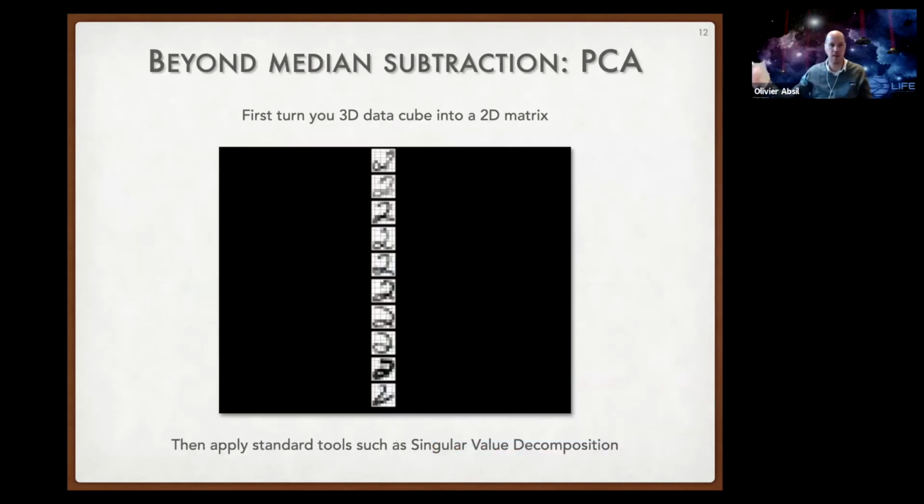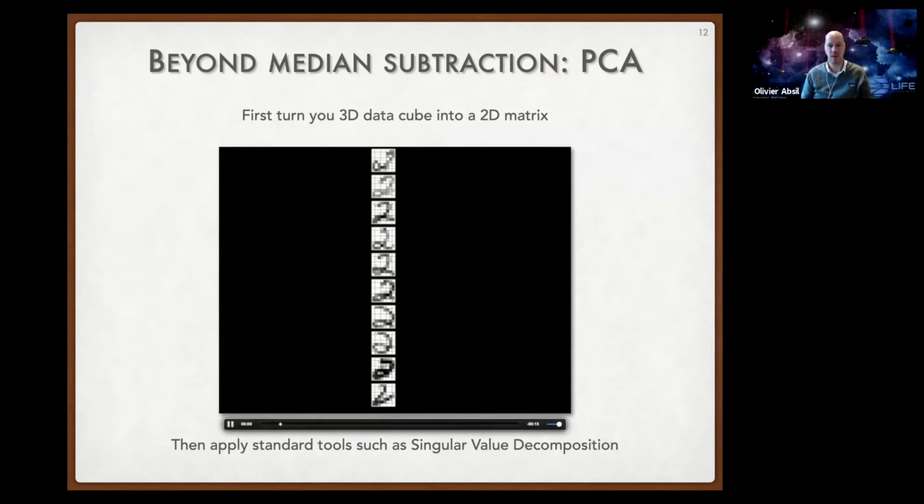I've shown you a very simple way to use the diversity in the data, but there are more advanced ways, and one of the mainstream ways of doing that today is to use PCA, principal component analysis. The first thing you have to do before you use PCA is to turn your 3D data cube into a 2D matrix.